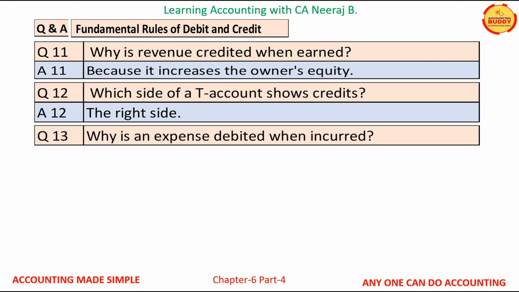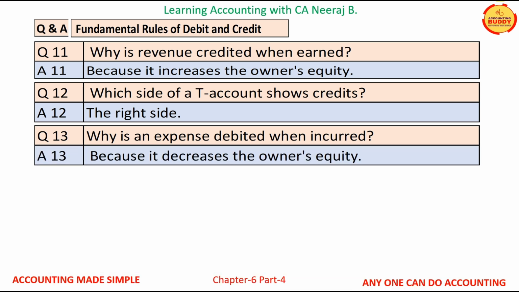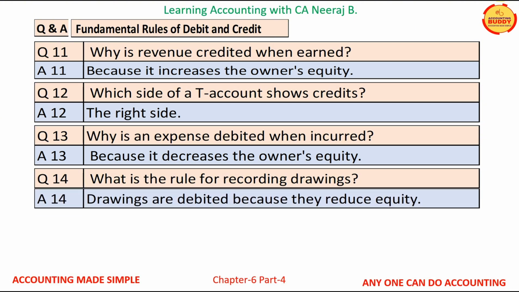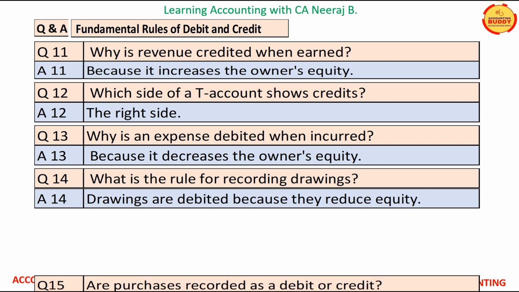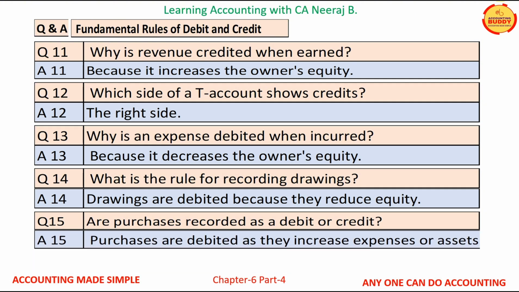Question number 13, why is an expense debited when incurred? The answer is because it decreases the owner's equity. Question number 14, what is the rule for recording drawings? The answer is drawings are debited because they reduce equity. Question number 15, are purchases recorded as debit or credit? The answer is purchases are debited as they increase the expenses or the assets.